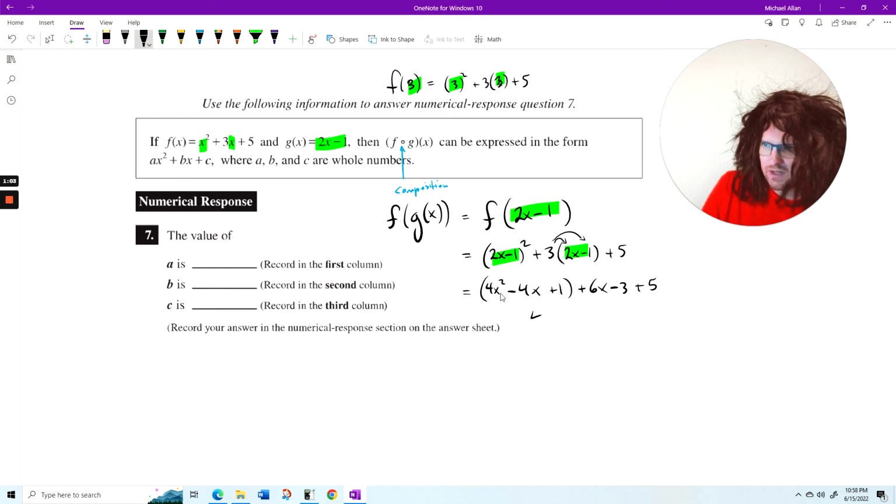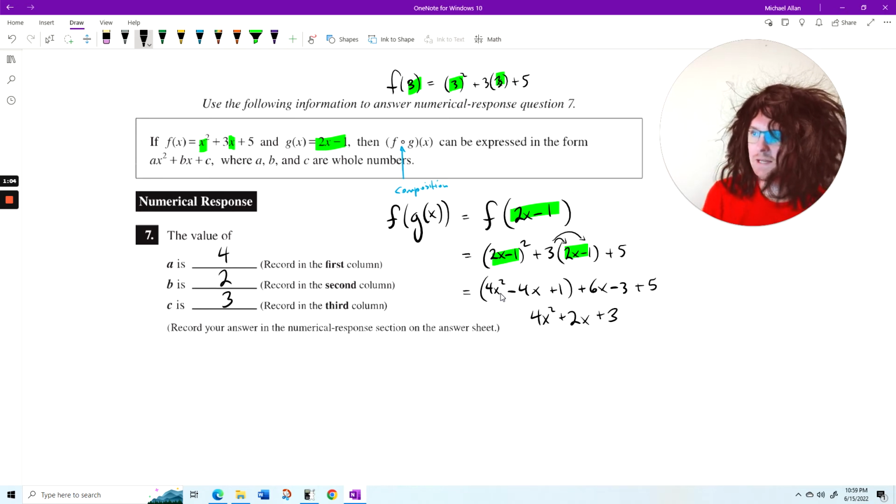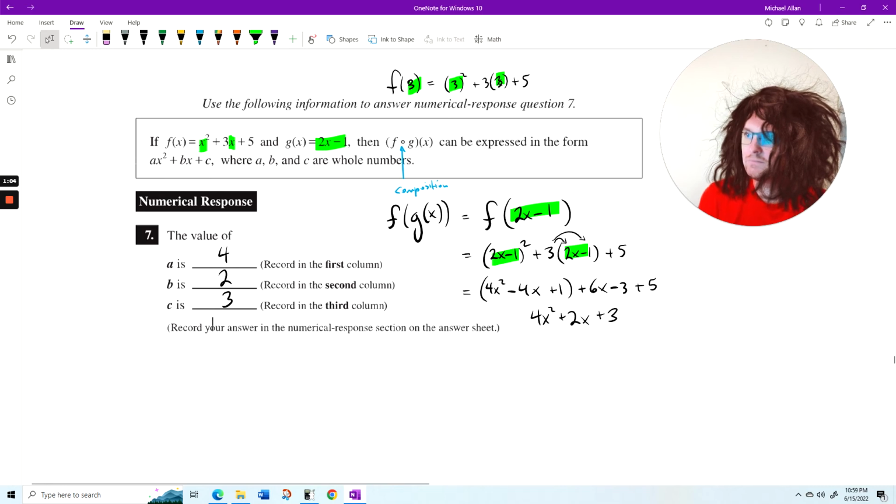Group our like terms, we've got 4x squared plus a 2x, and it's a 6 minus 3 plus a 3. Cool. They're all positive, that's very key. They're all whole numbers, which is nice. So it looks like I got 4, 2, and 3. There you go.